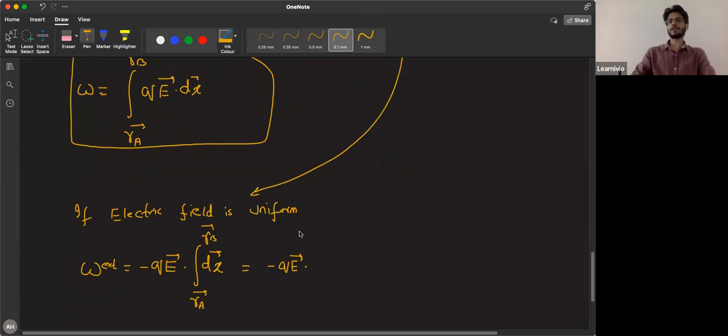Now see, if electric field is uniform, then I can take this field outside the integral sign. I'm just left with QE dot integral of dx. Hishma, what is the integral of dx? Anshika, integral of dx?